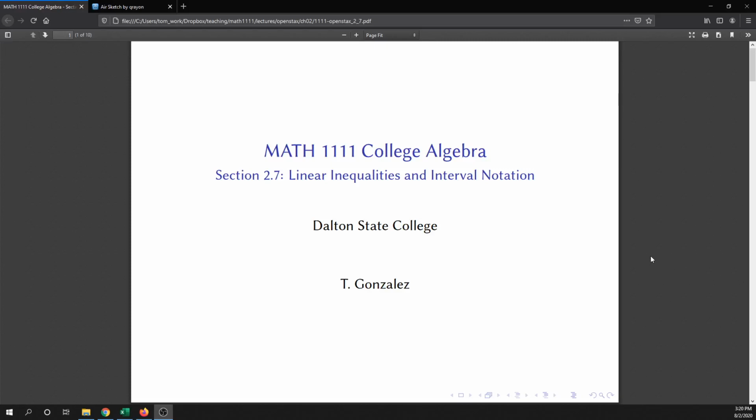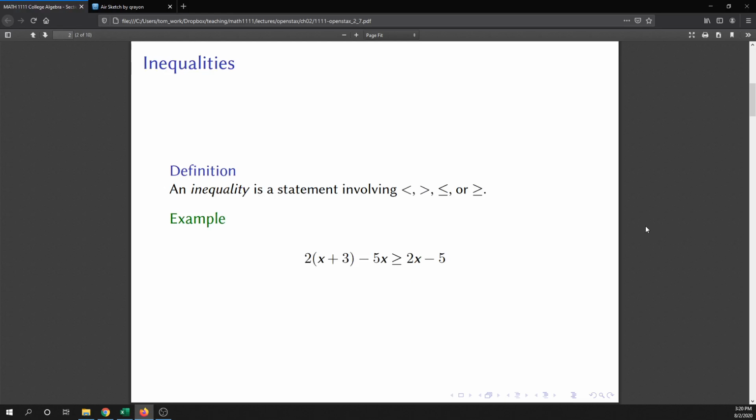In this video, we are going to talk about linear inequalities. Previously we had been talking about how to solve linear equations. An inequality is a statement involving less than, greater than, less than or equal to, or greater than or equal to. Here is an example of a linear inequality.